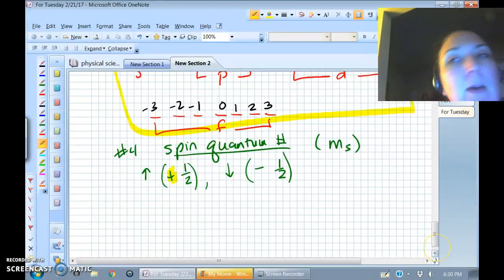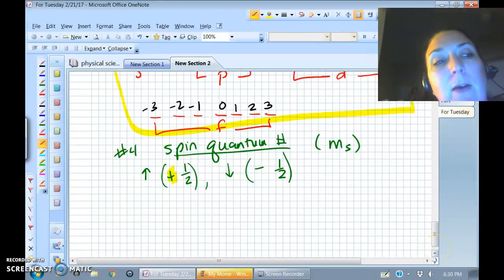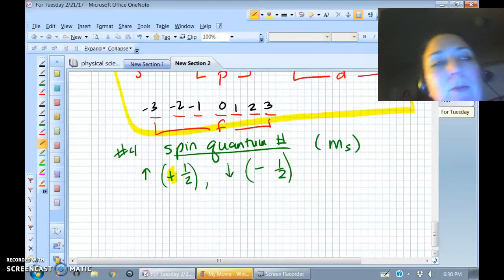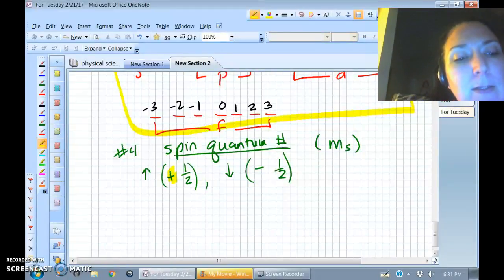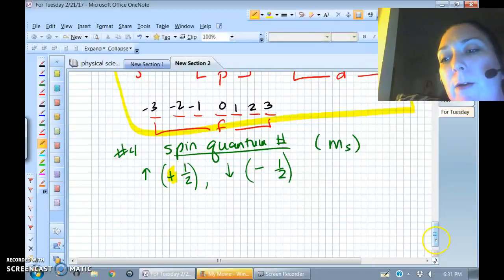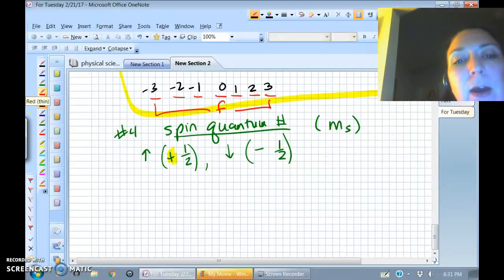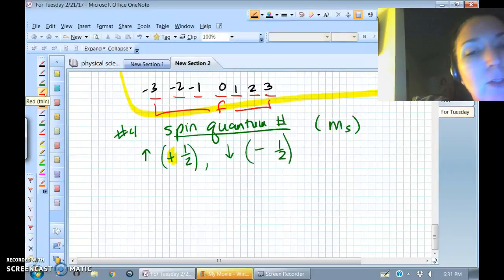Okay, now with that being said, we now have our rules for our quantum numbers. So what we'll do is look at an orbital notation and practice going through our quantum numbers. Alright, so if I have an orbital notation, let's just do the whole thing for oxygen.